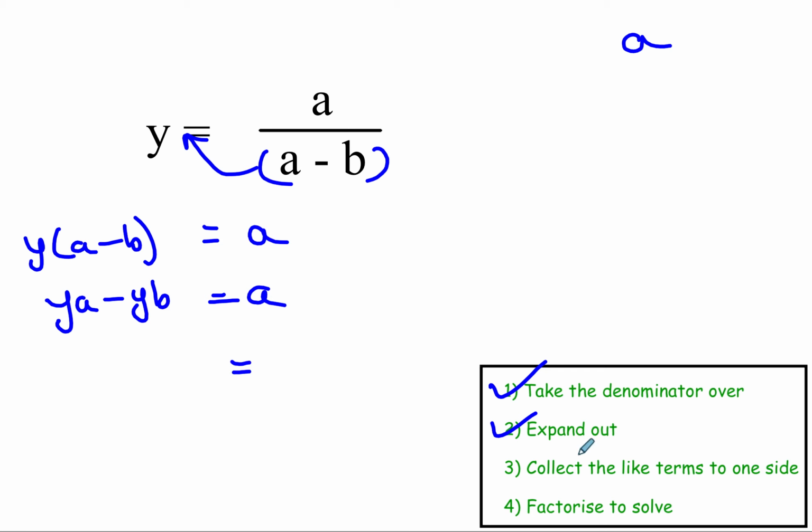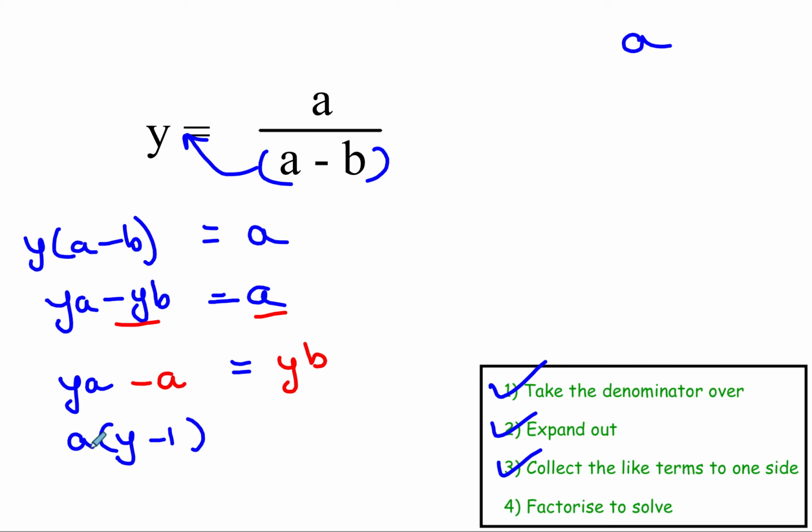Step 3, I'm going to collect my like terms to one side. Now the terms I want to gather on this side is my ya. I want my a also to be on this side to enable me to factorize the one I actually want to make the subject. And I take that negative yb to that side and turn it into a positive yb. And I've now done the third step successfully. I will now factorize it, take my common a outside. So a times by y would have given me the ya, and a times by a negative 1 would have given me that negative 1a. That equals to yb. So factorization has now been done.